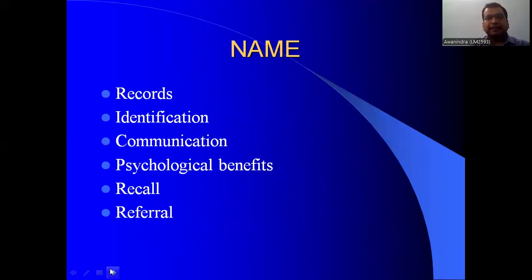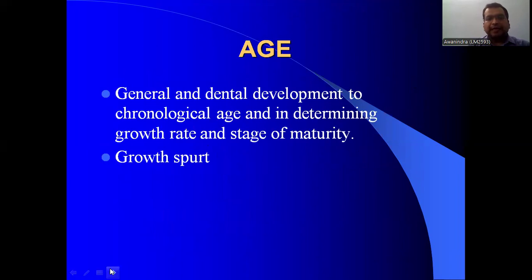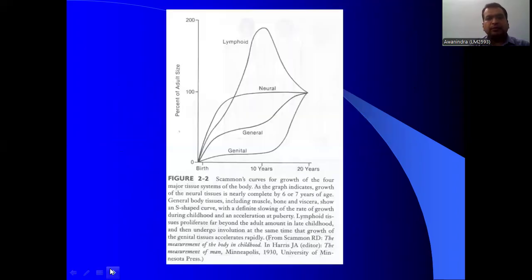general examination. We record the patient detail, identification, communications, psychological benefit. It helps in the recall and referral. The second thing is the age, general and dental development compared to chronological age in determining the growth rate and stage of maturity. It also helps to indicate the growth spurts.